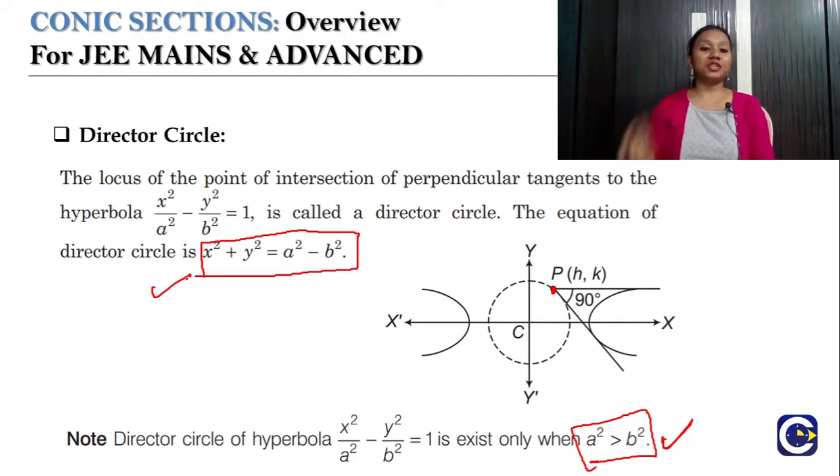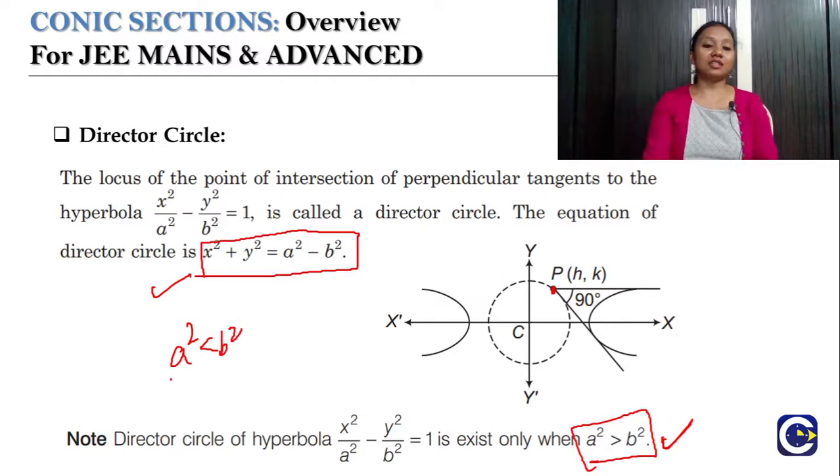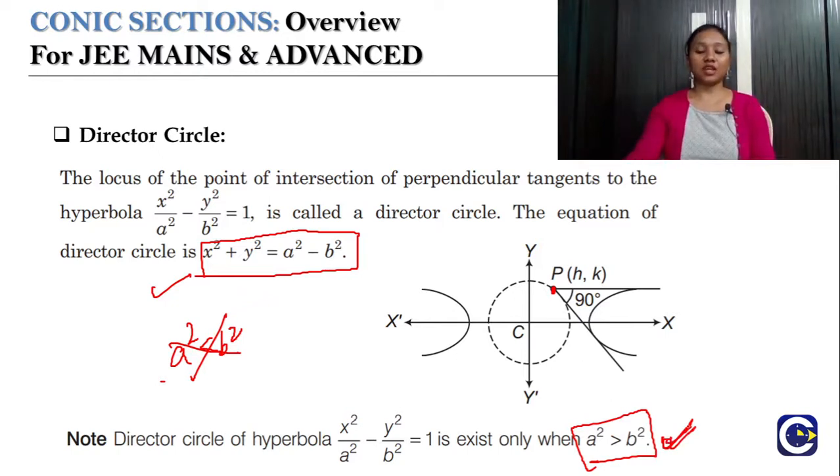But there might be a trick that the a square value might be less than b square in the given question. You cannot actually have a director circle for that case. That's the point some of you might miss while solving in the examination. So you have to remember this note point 2, that the director circle of hyperbola exists only when the a square value is greater than b square.